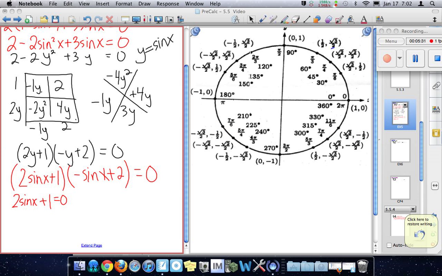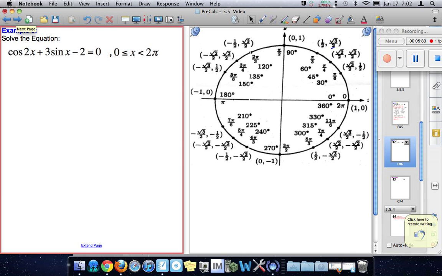The next example has cosine 2x plus 3 sine of x minus 2 equals 0. So once again, I have two different terms. I also have two different angle values. I have 2x and I have x. So I have an option. I can either move that up to 2x or I can drop that down to a single x.